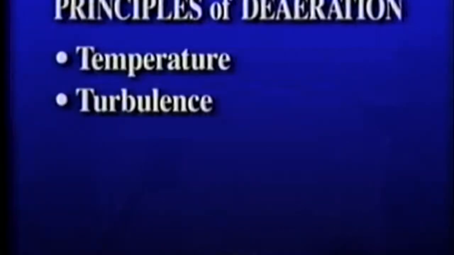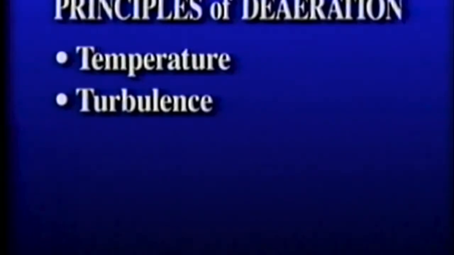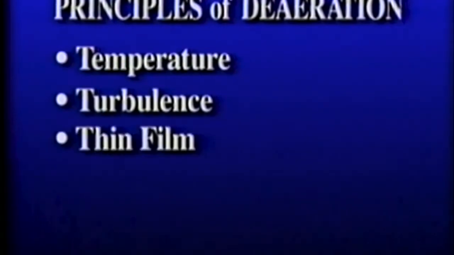Okay, so now we got turbulence. We talked about turbulence a little while ago. Once you get the oxygen ready to go, you got to shake it out. Now, the thinner the film, in other words, if you had that inch of water in a pie pan, which is only a quarter of an inch or an eighth of an inch of water there, the oxygen would have less distance to travel, and so it would get out of there easier. And almost all, if not all of your deaerators use a thin film technique to get the oxygen out. And then, of course, time is a factor.